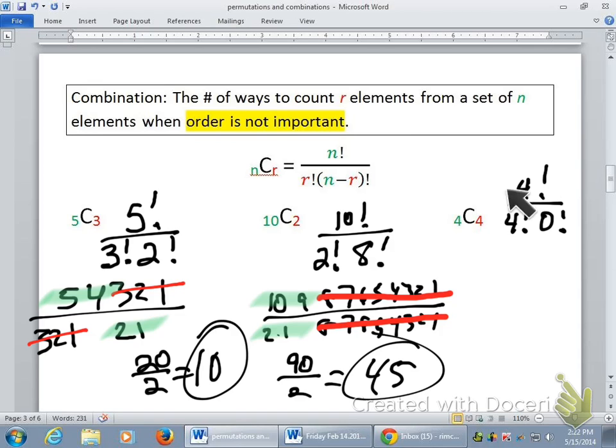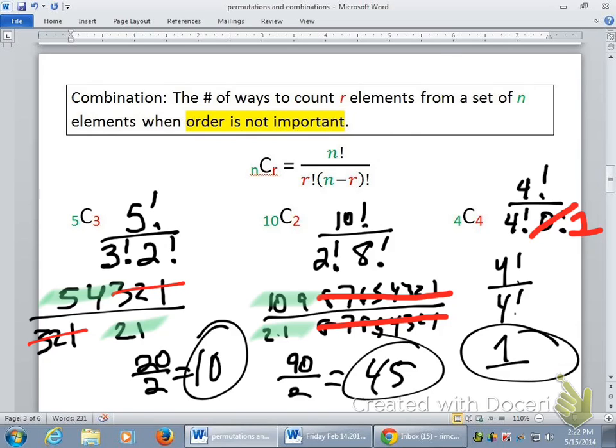Ends up being 4 factorial times 0 factorial over 4 factorial. And of course we just remembered that 0 factorial is really just 1. So my answer here is 4 factorial over 4 factorial, which is just 1. You can write it all out if you want to, but look, same numerator, same denominator.